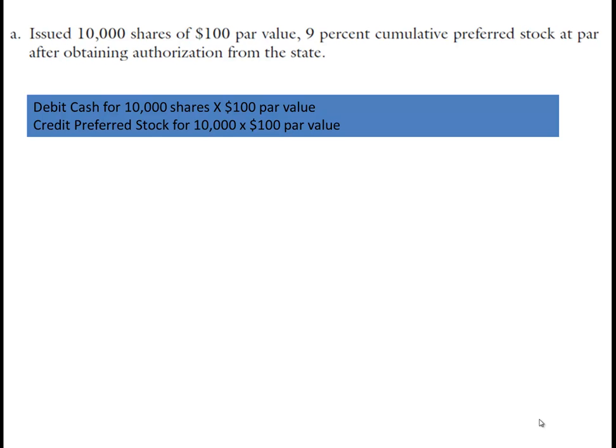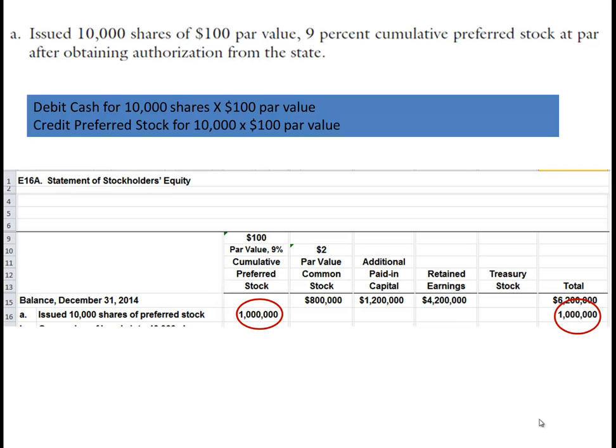Now, since we are building the statement of stockholders' equity, we are only concerned with the accounts that would be found in the stockholders' equity section of the balance sheet, which would be preferred stock, common stock, additional paid-in capital, retained earnings, and treasury stock. So you can see below where we increased our preferred stock account for $1 million, which gave us a total increase for transaction A of $1 million.